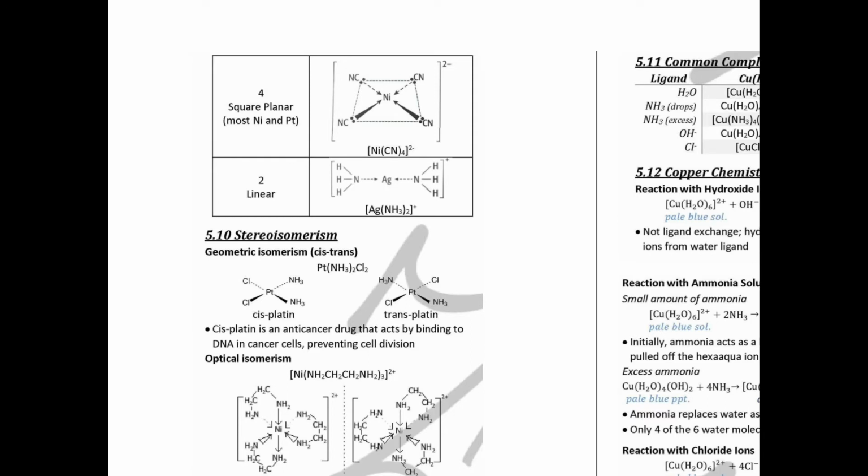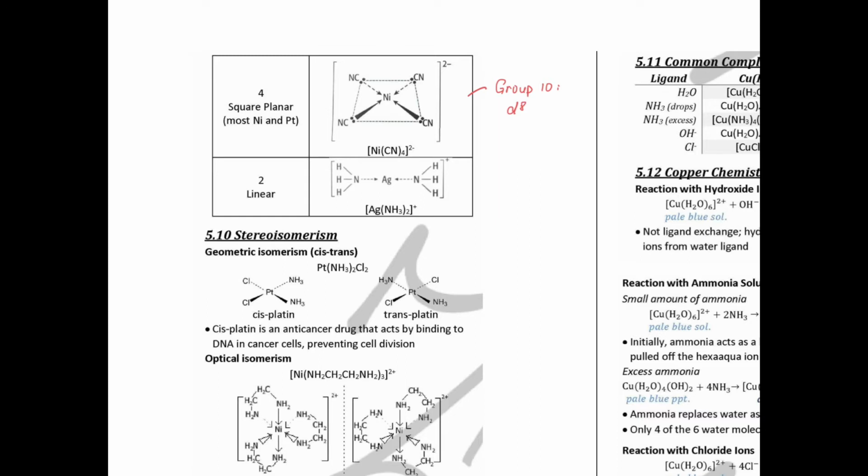So extra information, group 10 with d8. So that will form square planar shape. The reason, no need to know also, you just need to memorize it. When the exam question asks nickel or platinum, you may try square planar.